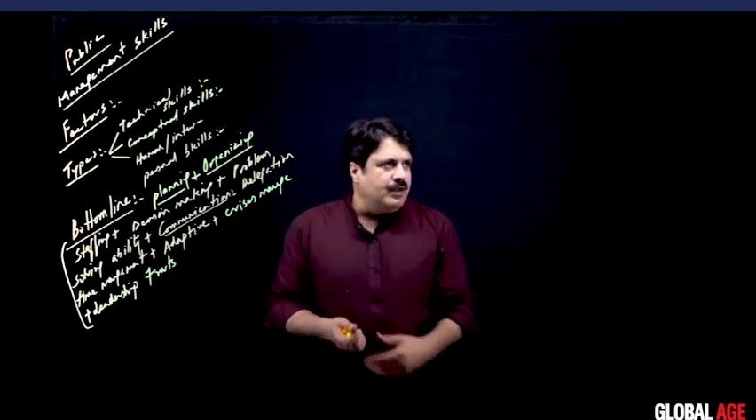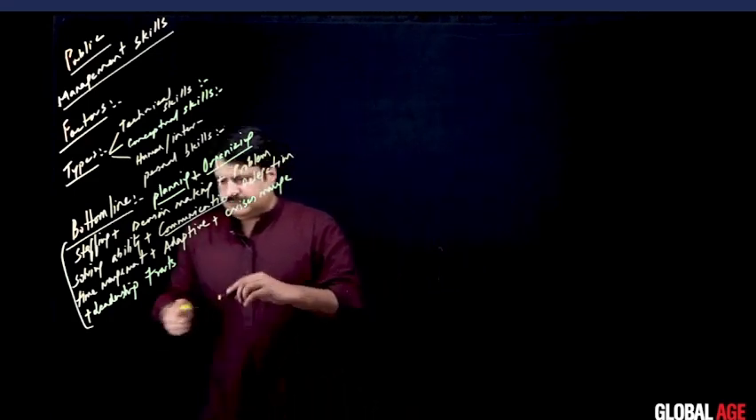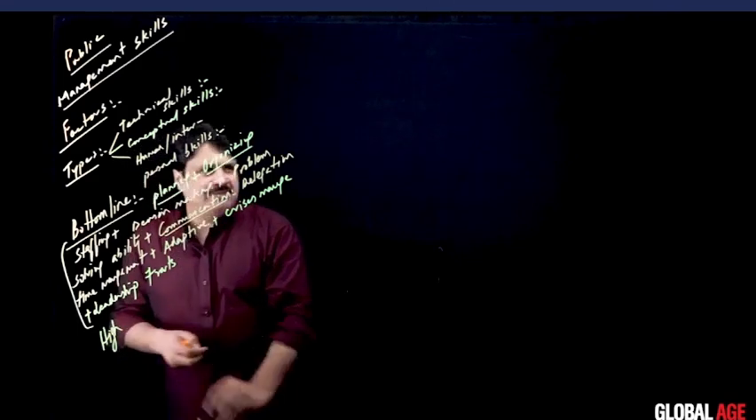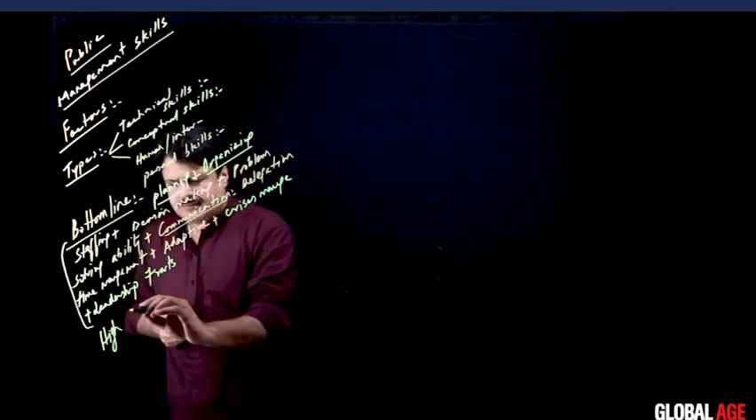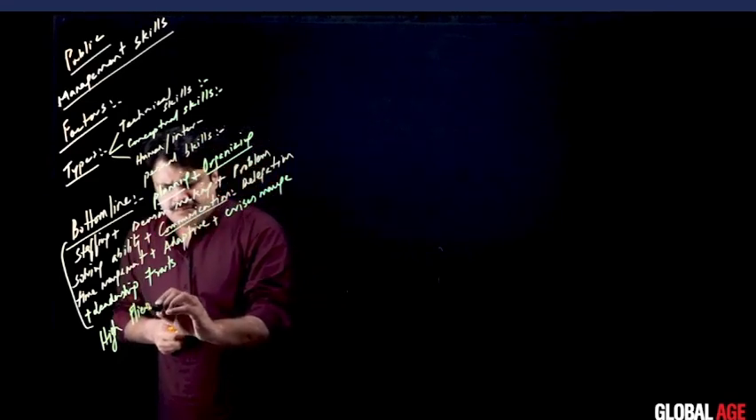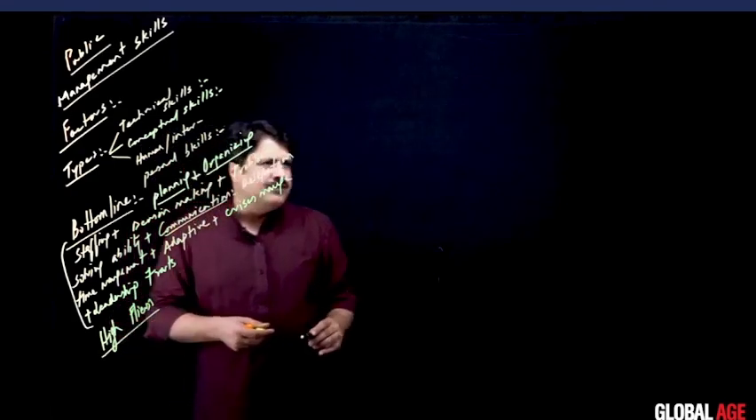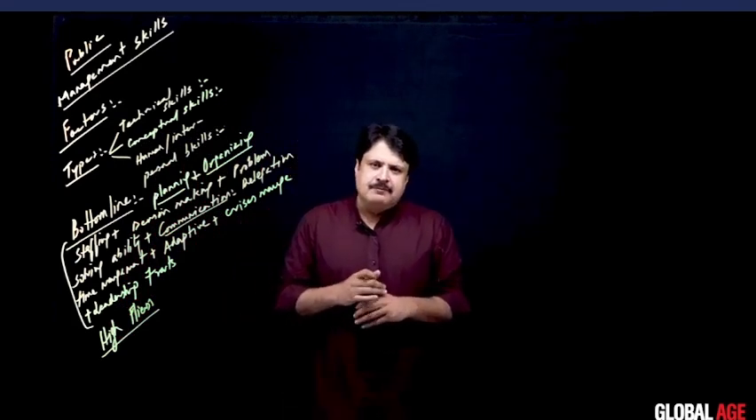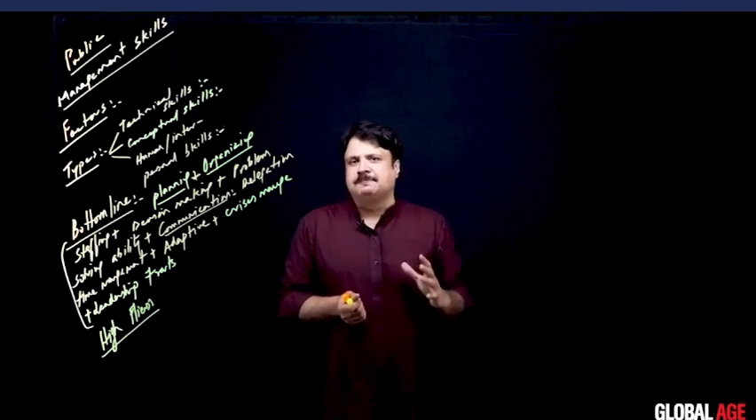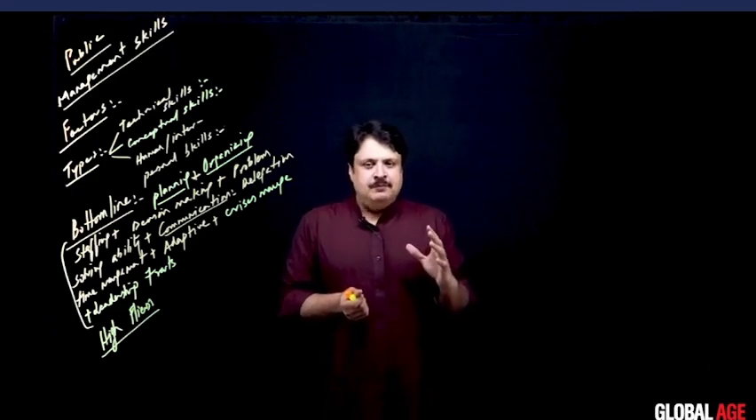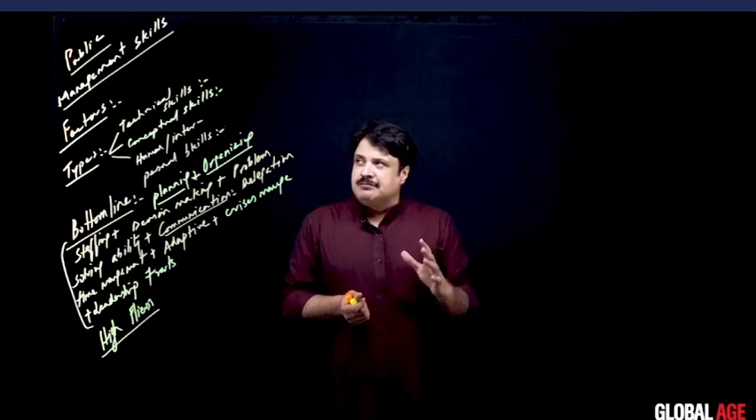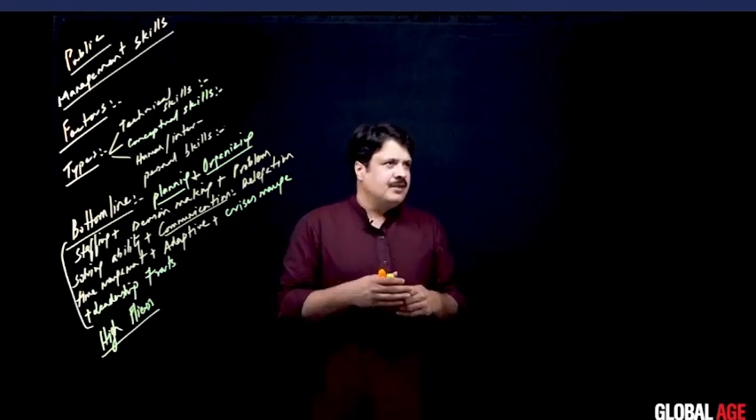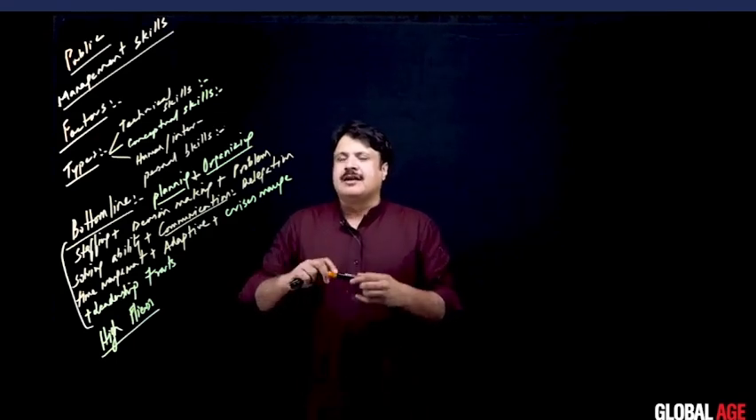According to high flyers, he is of the view that public sector officials must have 7 skills with them. Public sector officials must have 7 skills with them. The first thing, problem solving and critical thinking.